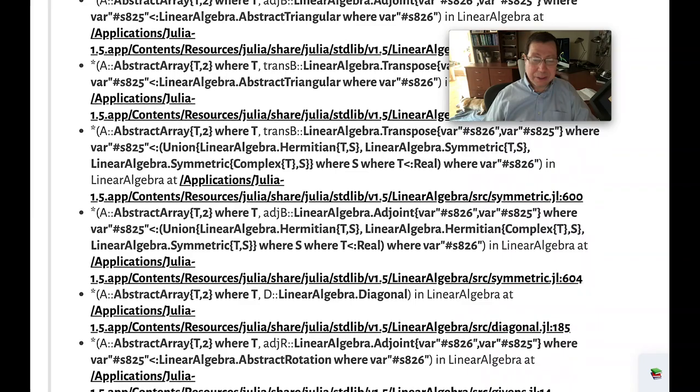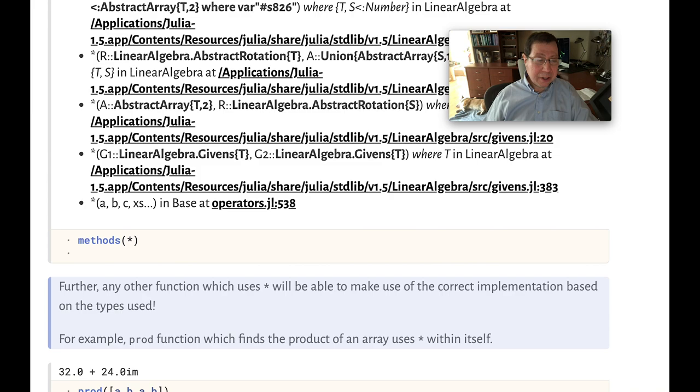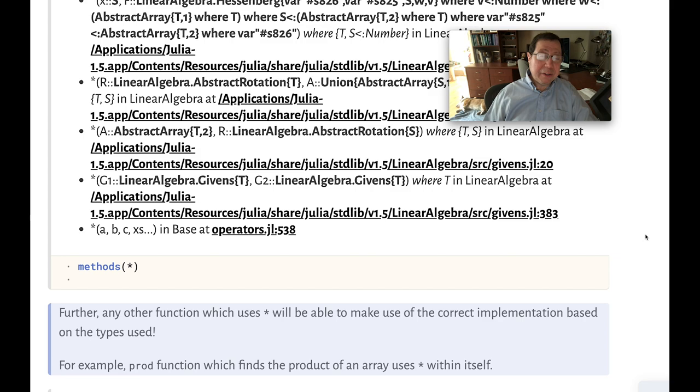Let's go back down again. I know this is a little dizzying. Okay, so there they are. Here's all the methods of star. Now, that would be cool enough that you can use the same character whether you're multiplying lower triangular matrices or complex numbers. But what's really cool about Julia is that the star operator propagates. So any function that uses star will be able to make use of it. And this is called generic programming. And I'll give you some examples.